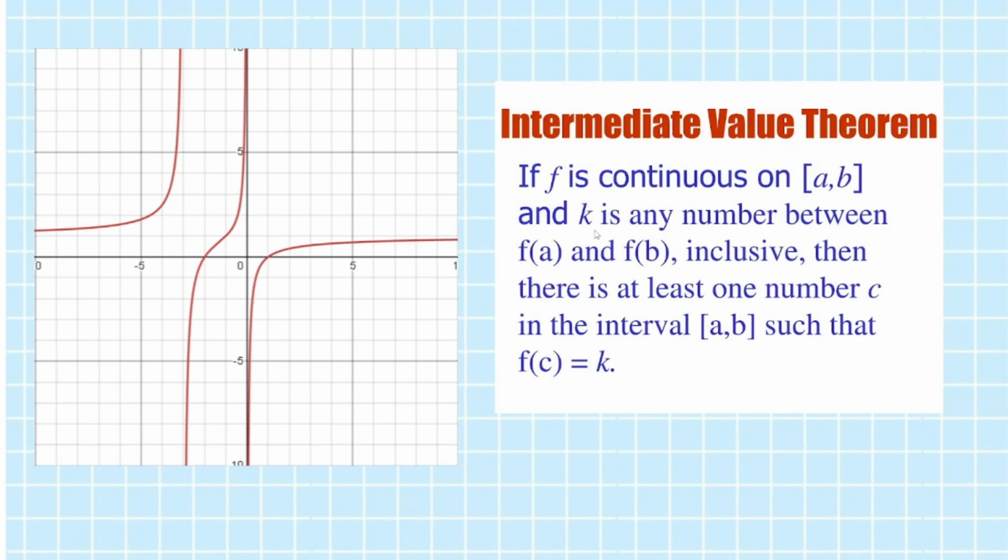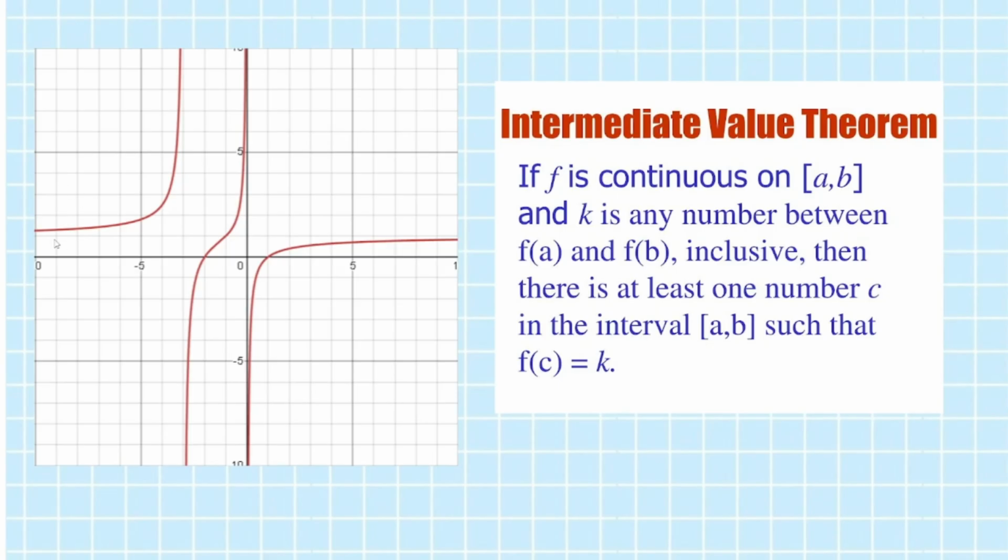Intermediate value theorem states if f is continuous on the closed interval a comma b, and k is any number between f of a and f of b inclusive, then there is at least one number c in the interval such that f of c is equal to k. So what does this mean? It's saying that, for example, if we took the points from 1 to 5 and it is continuous, which in this case it's not because remember we have a hole at 2, that there is a value c in between those.